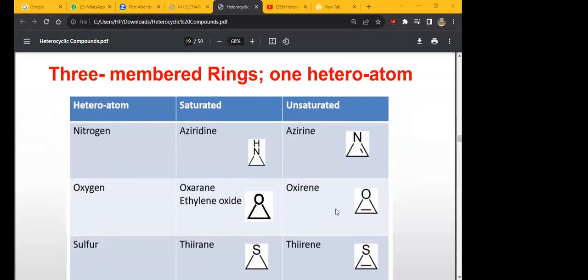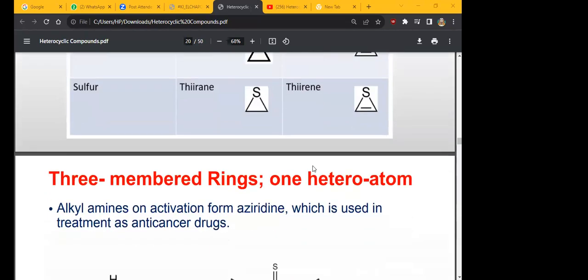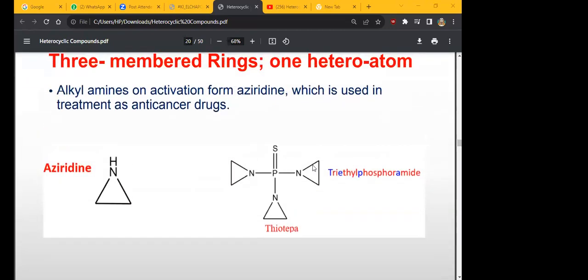So the same thing that was being explained, whenever we have a 3-membered ring with 1 heteroatom, let's say we have nitrogen, it becomes aziridine when it's saturated, unsaturated azirine. The same. I believe we can just go through this very fast now. And then Thiotepa, at some point he spoke about Thiotepa. This is the compound Thiotepa. You see it has 3 heterocyclic rings which contain nitrogen, 3-membered heterocyclic rings that contain nitrogen.